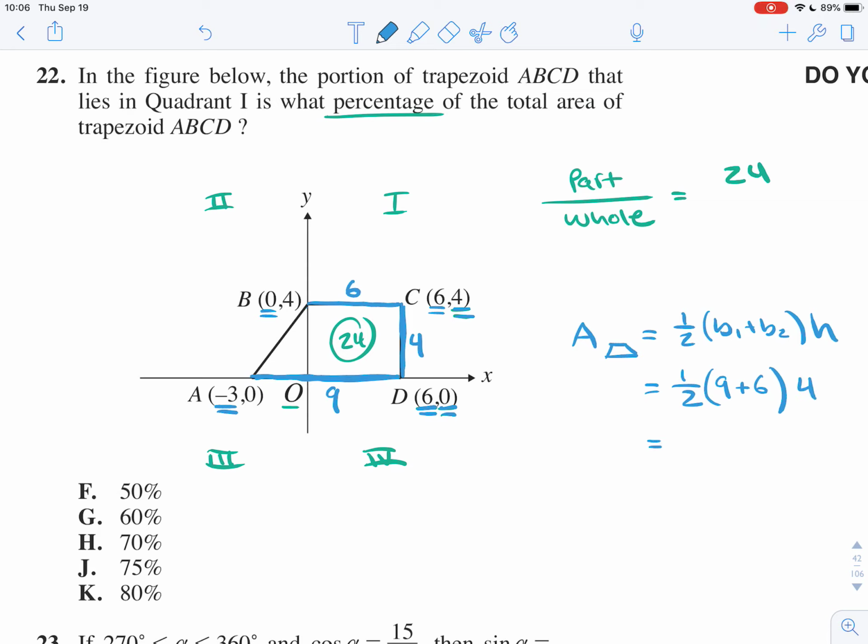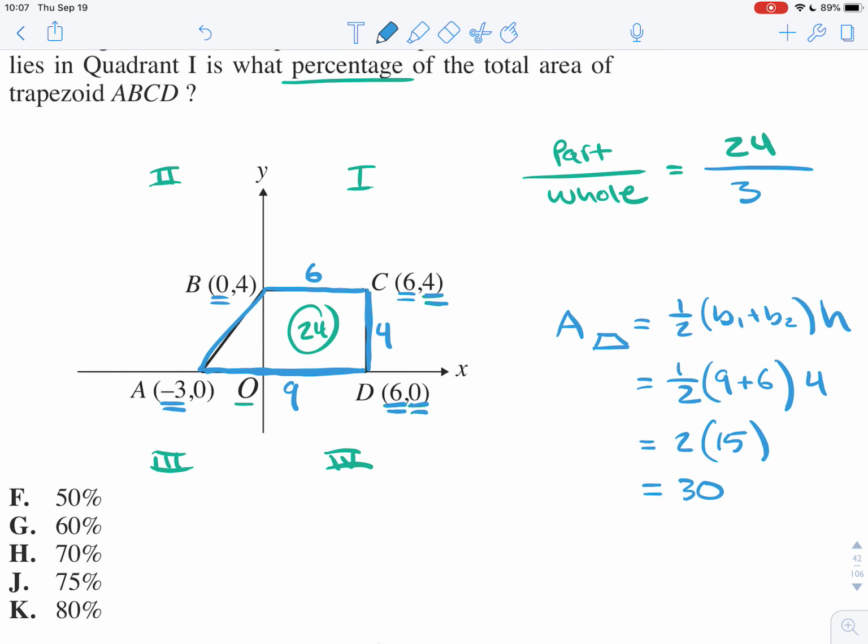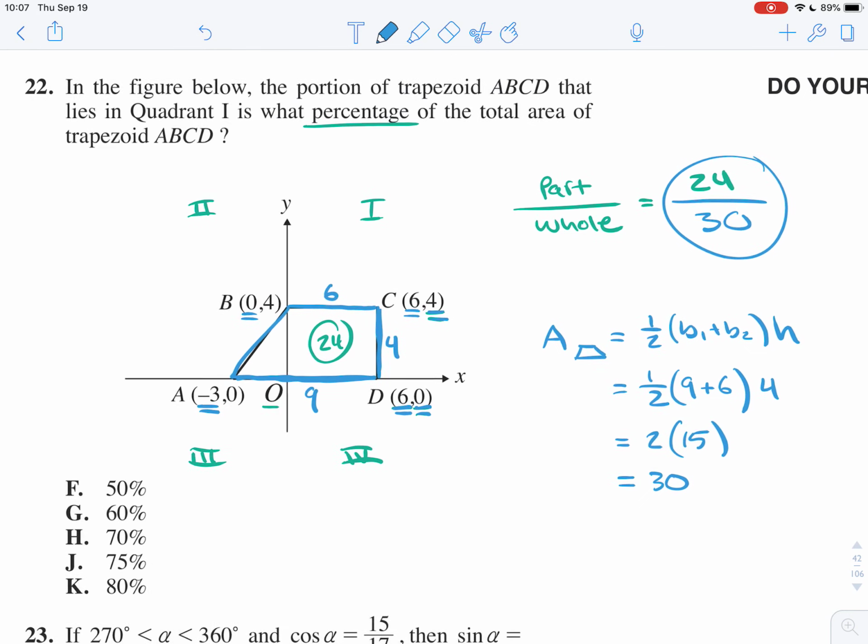I'll just do 1/2 times 4 first. If I do 1/2 times 4 first, that's going to be 2. And then times 9 plus 6, which is 15. So the area is 30. So the whole area of this trapezoid represents 30. Great. So there is our part to whole ratio.